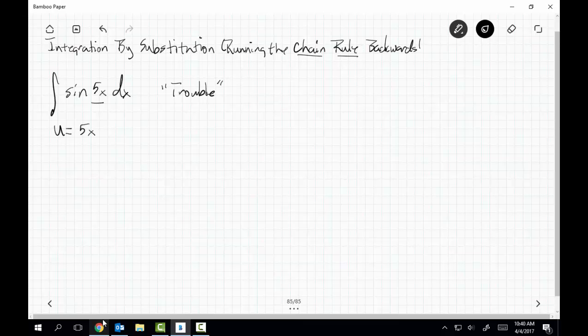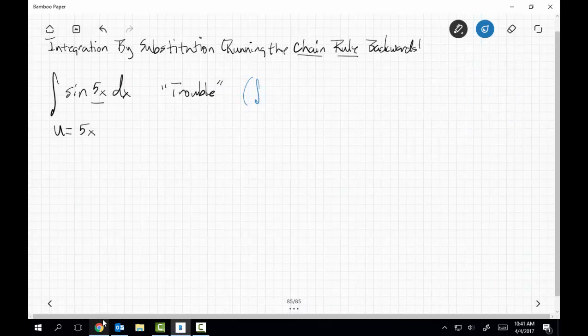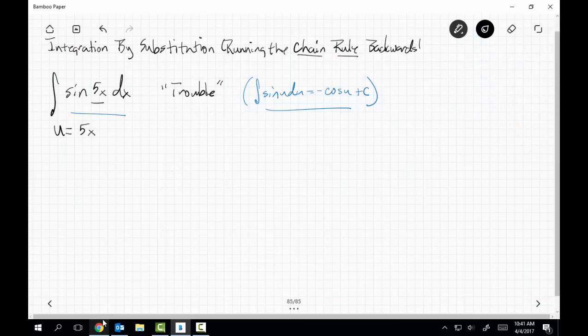Now the reason, I want you to know the method to my madness here. The reason I'm doing this is because if we look at this parenthetically, if I had the integral of sine of u du, well, that's just equal to negative cos u plus c, right? So my objective is to try and make this guy look like this guy. All right, let me go back to my black pen here. All right. u equals 5x.